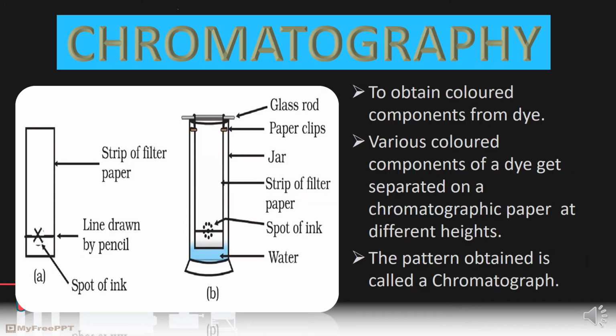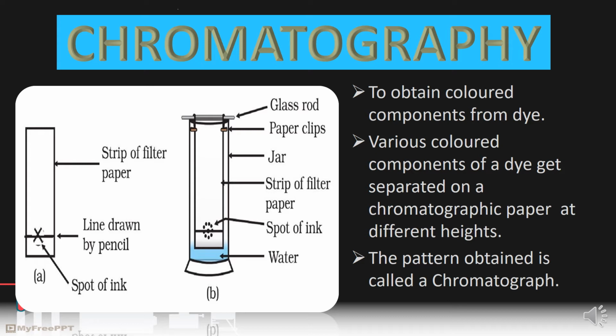Next method to separate colored components of any pigment or dye. This method is known as chromatography. The word chrome means color. So this method was actually first used to separate components of a colored substance. That is why it is named chromatography.